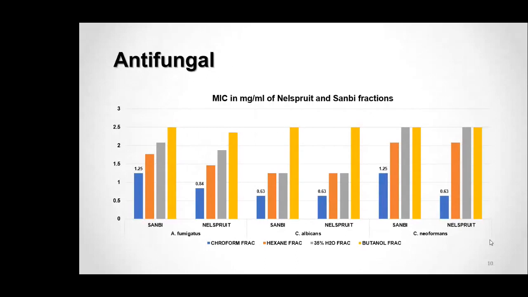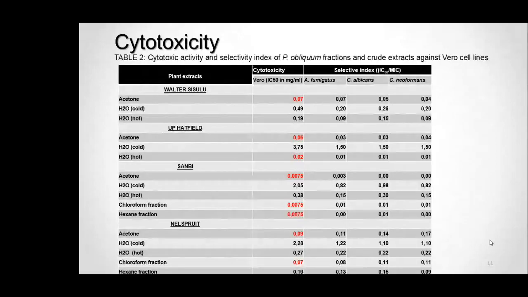Coming to our cytotoxicity, we noticed that acetone extracts were moderately toxic with IC50 values of 0.6 to 0.9, except for Sunby, which was a bit more toxic with IC50 of 0.075. We've also noticed the same trend for Sunby fractions, with both chloroform and hexane fractions having IC50 values of 0.075, while Nelspruit fractions had moderate toxicity with IC50s of 0.07 and 0.19.